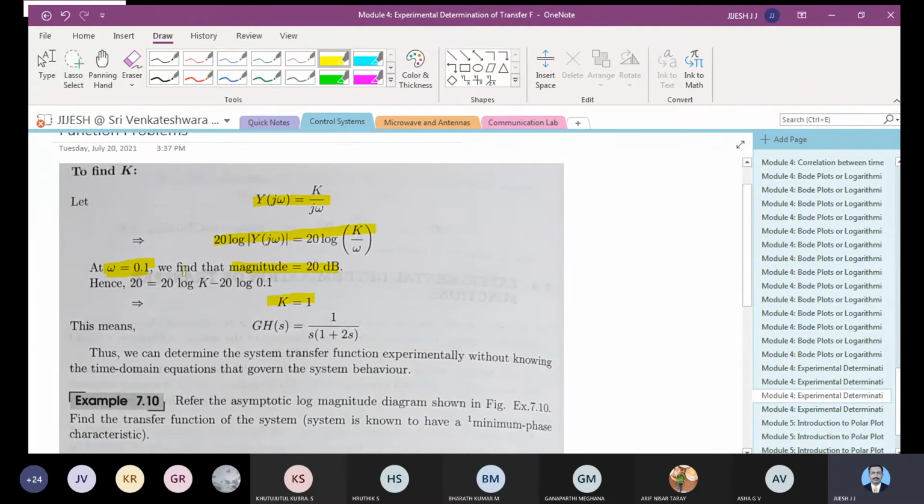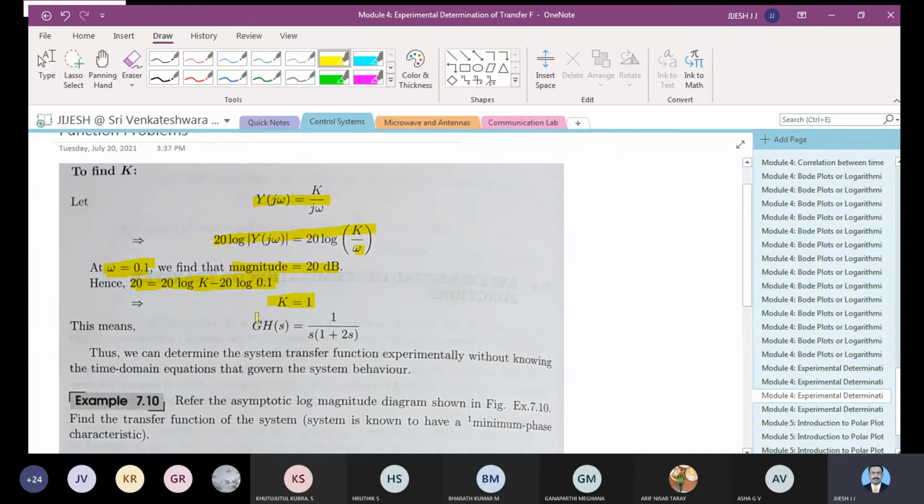Taking it further, I can substitute and write that 20 is equal to 20 log of k, meaning 20 log of y of j omega is 20. So 20 is equal to 20 log of k minus 20 log of omega. The omega value is 0.1 here. So from this equation, I can calculate the value of k, and when I do the calculation, I get it as 1 here.